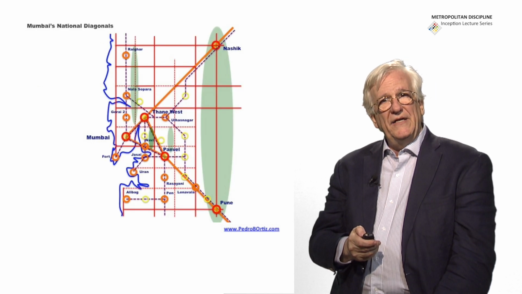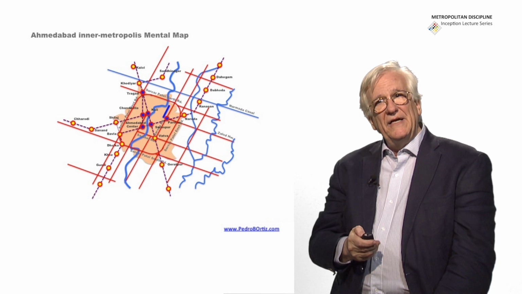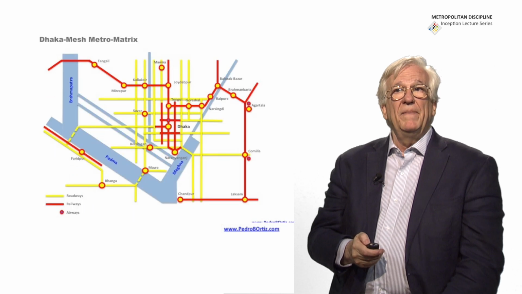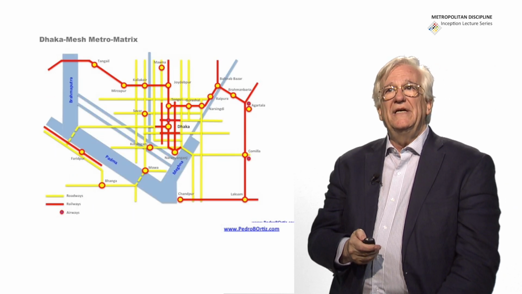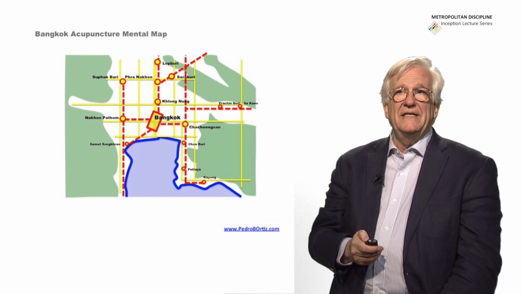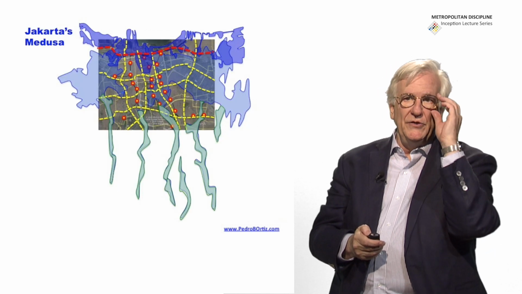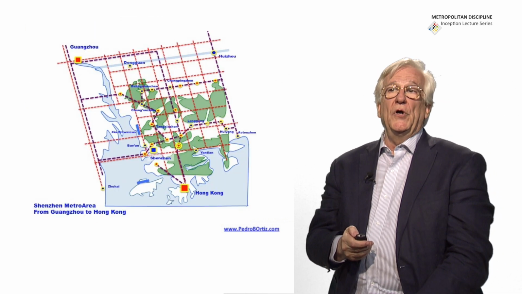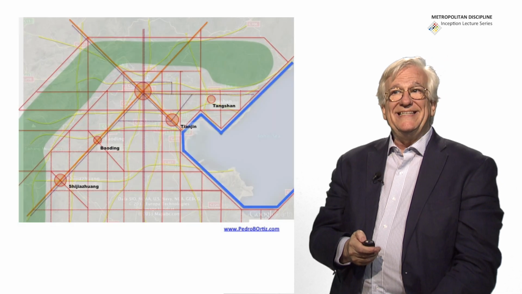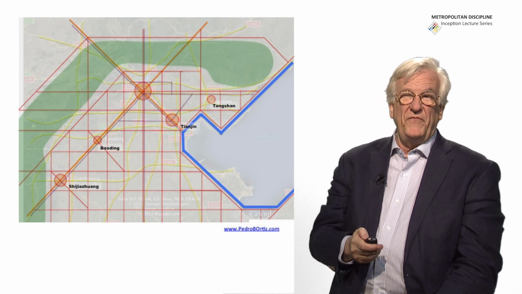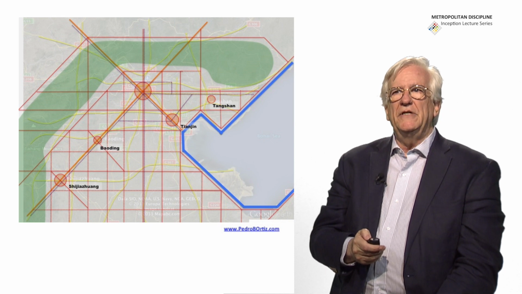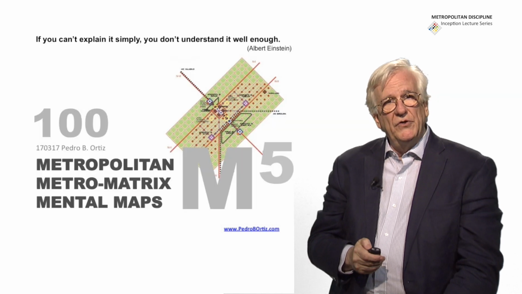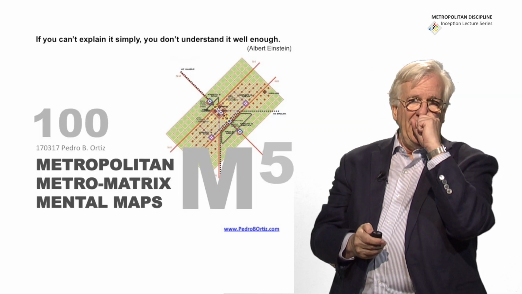This is Mumbai in India. This is Ahmedabad in India. This is New Delhi in India. This is Calcutta in India. This is Dhaka in Bangladesh. This is Bangkok in Thailand. This is Jakarta in Indonesia. This is Chengdu in China. This is the Guangzhou, the Pearl River Delta in China. This is Beijing metropolis, 250 million people in Beijing, in China. This is Manila in the Philippines. You have 100 of those metropolitan metromatrix mental maps in these slides.